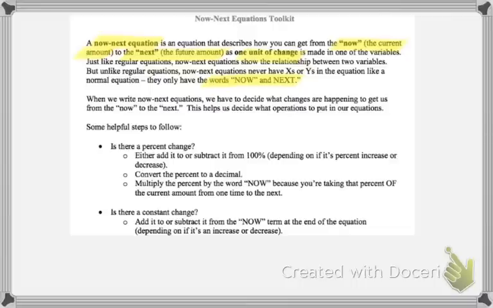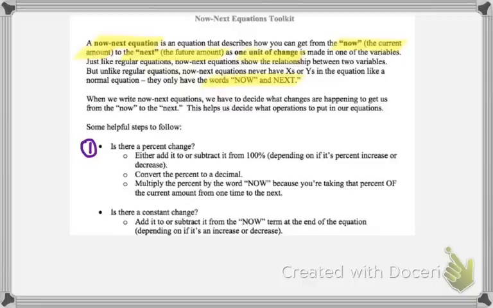So when we write now-next equations, there are a couple steps we want to follow. The first one is we want to identify if there is a percent change. And if there's a percent change in the problem, we either add or subtract from 100% depending on whether it's an increase or a decrease. Then we make our percent into a decimal because anytime we want to use a percent change of a number, we need it as a decimal. And then we multiply it by the now.